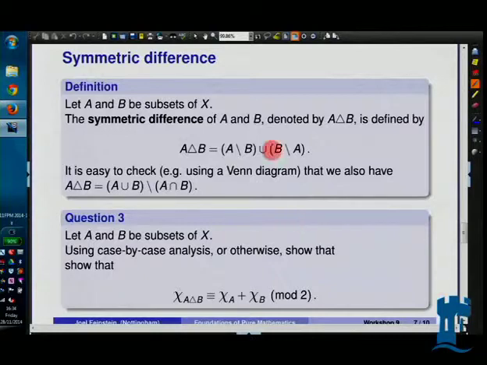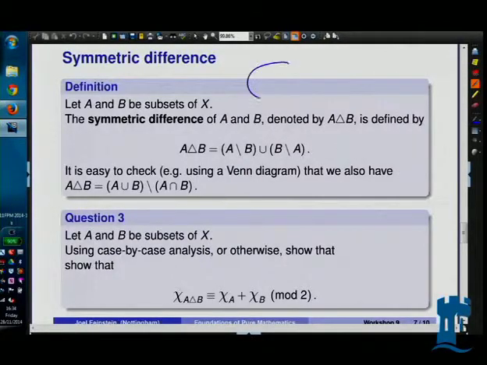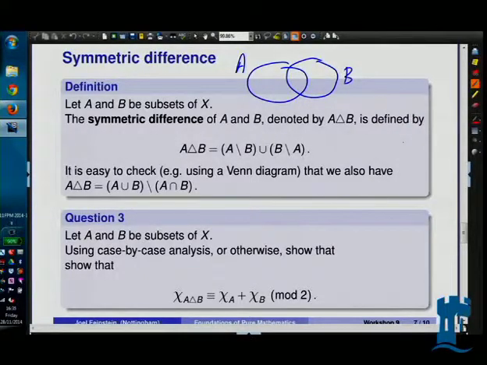So now we're going to look at the symmetric difference. The symmetric difference is quite pretty. So here's A, and here's B. For the symmetric difference, you're allowed to be in A and not in B, or you can be in B and not in A, but you're not allowed to be outside the union, and you're not allowed to be in the intersection. So you get these two pieces.